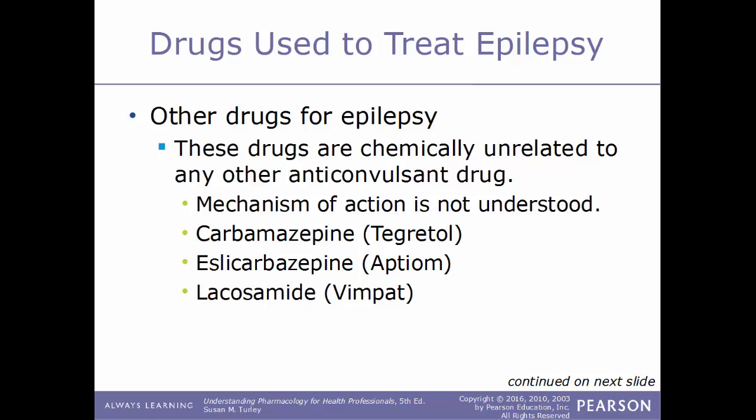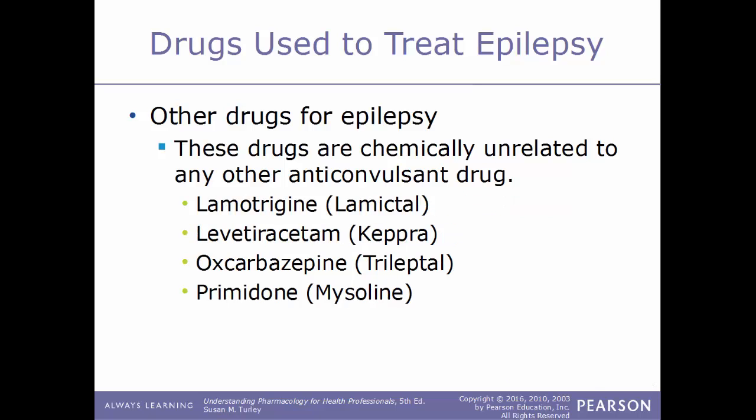And these drugs would include carbamazepine, also known by the trade name Tegretol; eslicarbazepine, also known by the trade name Aptium; lacosamide, known by the trade name Vimpat. Some other examples: lamotrigine, sold under the trade name Lamictal; levetiracetam, also known by the trade name Keppra; oxcarbazepine, known by the trade name Triliptal; primidone, also known by the trade name Myceline.